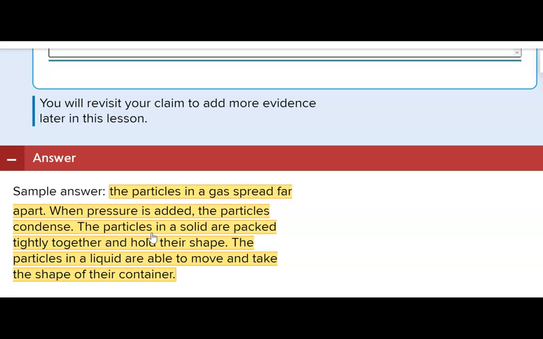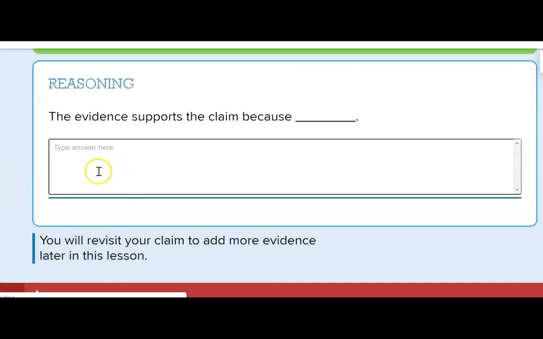The particles for solid are already packed, all right? You don't need to hold them in a special container. They're already packed and they already have definite shape and definite volume. The liquid particles are able to move and also take the shape of their container. So please copy this model answer in this box in your textbook, all right?